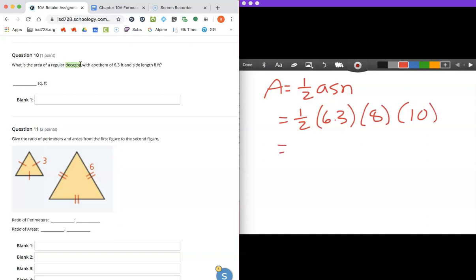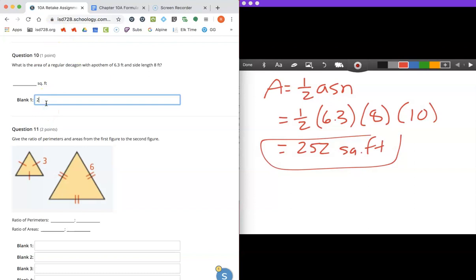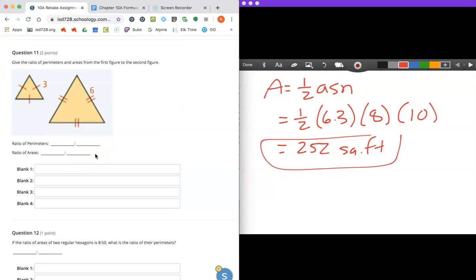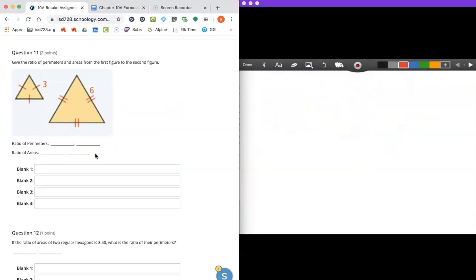So we're ready to go right to the calculator. 1/2 times 6.3 times 8 times 10, it should be 252. So that time we don't have to round. It's that number exactly. So if you know everything, you're ready to go right to the formula. Okay. All right. The rest of it is 10/4, which some people struggled with on the test.